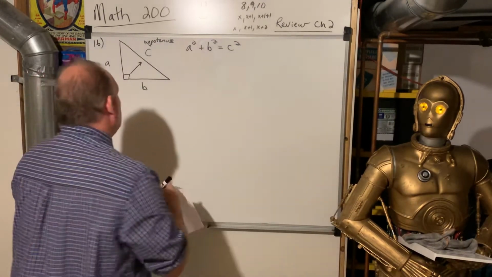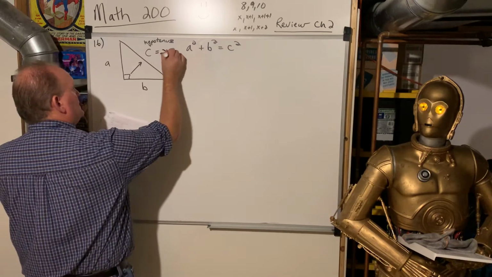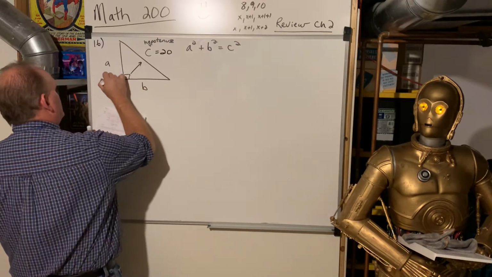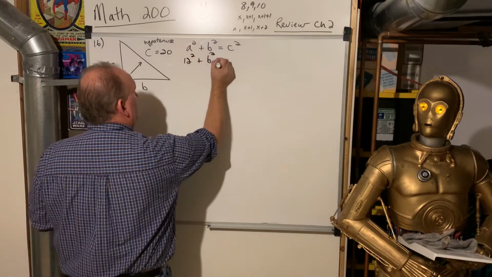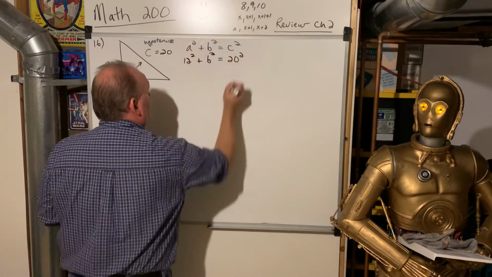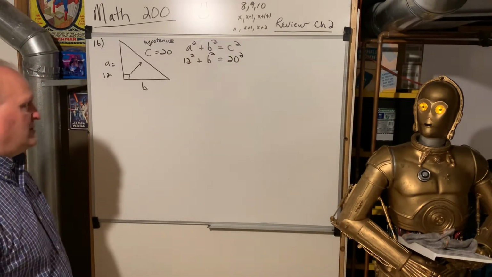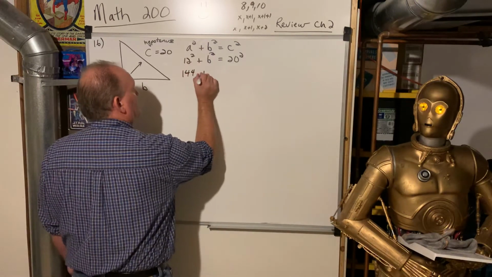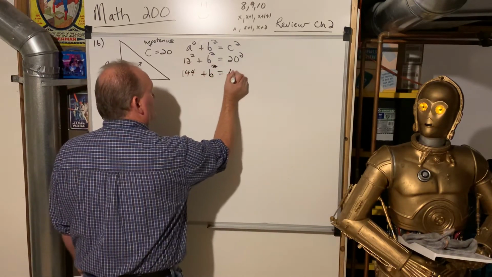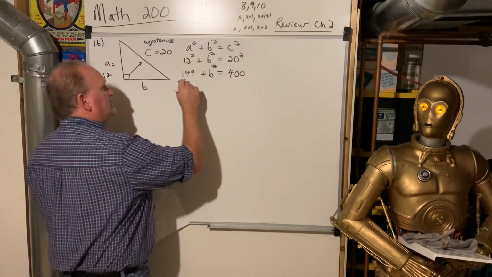All right. So now we just plug and chug the numbers they give us. We're going to always work these one of two ways. Either you're going to square the numbers and subtract the numbers and then take the square root, or you're going to square the numbers and add the numbers and then take the square root. Because now look, we got 144 plus b squared is equal to 400. And now we isolate the variable.